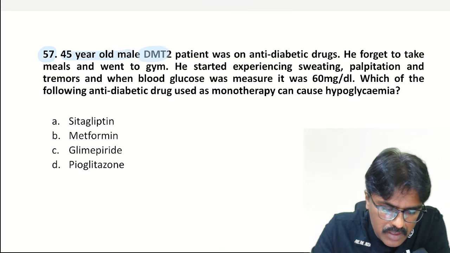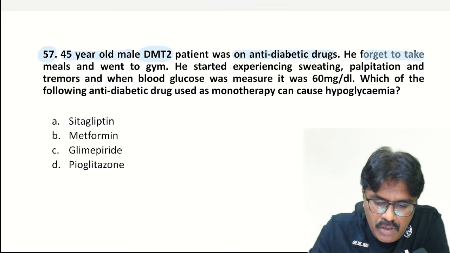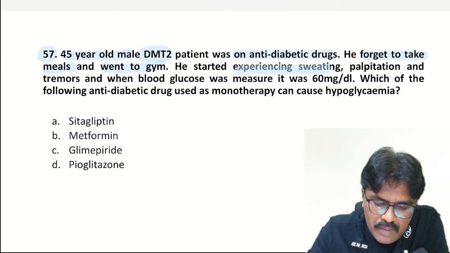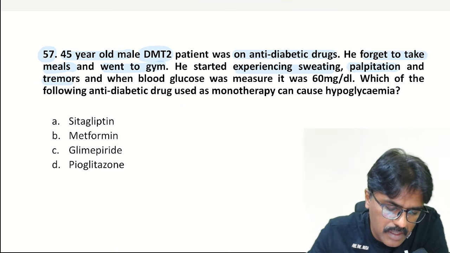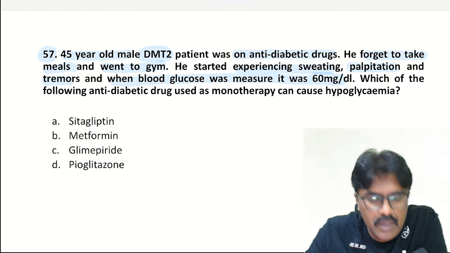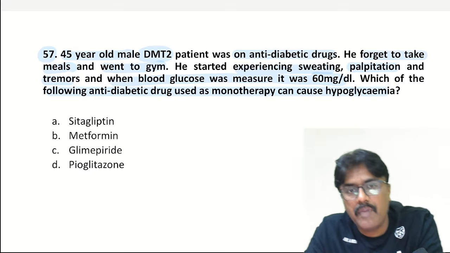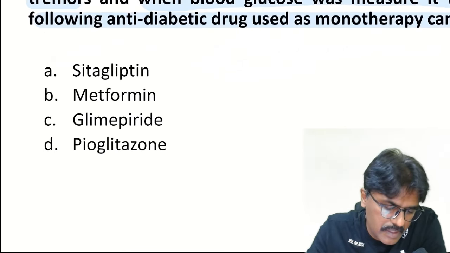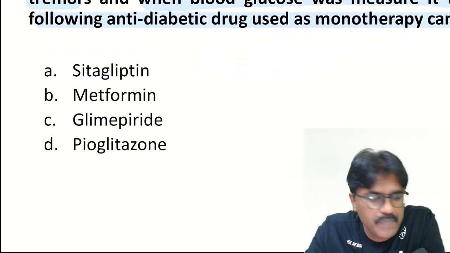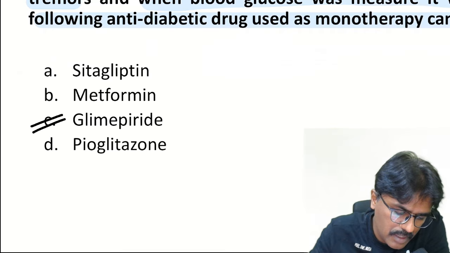Okay, yes sir. Question number 57. A 45-year-old type 2 diabetes patient is on an anti-diabetic drug. He forgot to take meals and went to the gym. He started experiencing sweating, palpitation and tremors, and the blood glucose was very low, 60. Which of the following anti-diabetic drugs used as monotherapy can cause hypoglycemia? Sitagliptin, metformin, glimepiride, pioglitazone. What's your answer? The answer for this question is glimepiride.